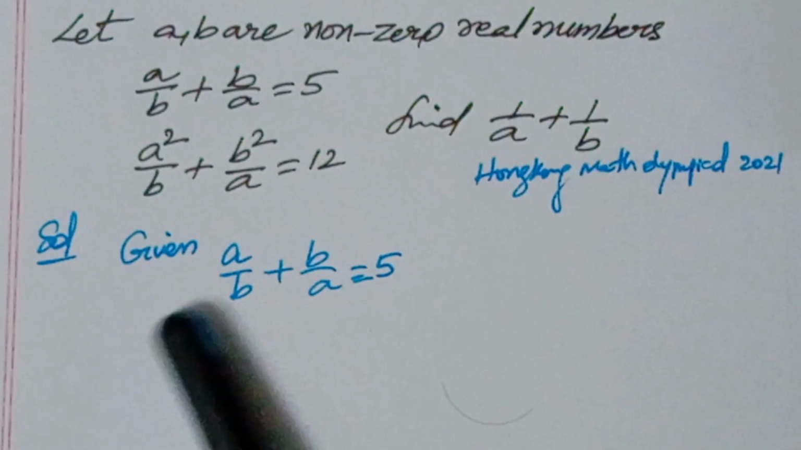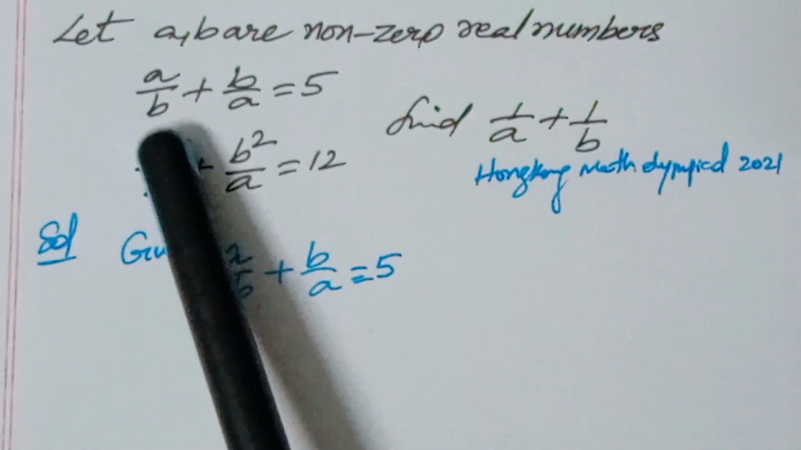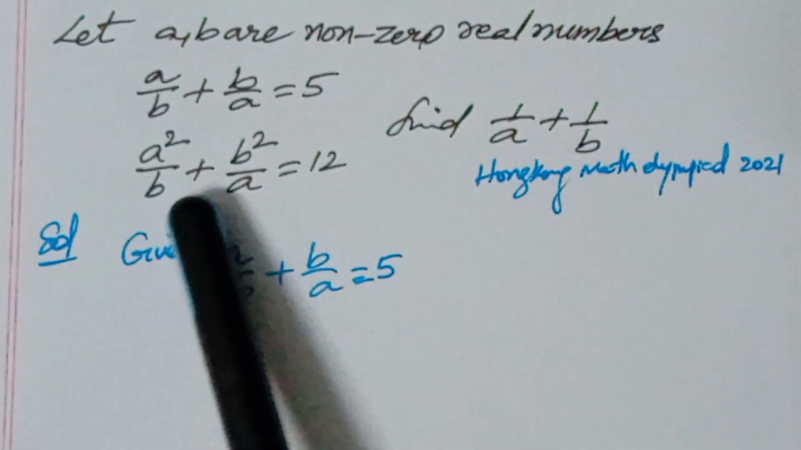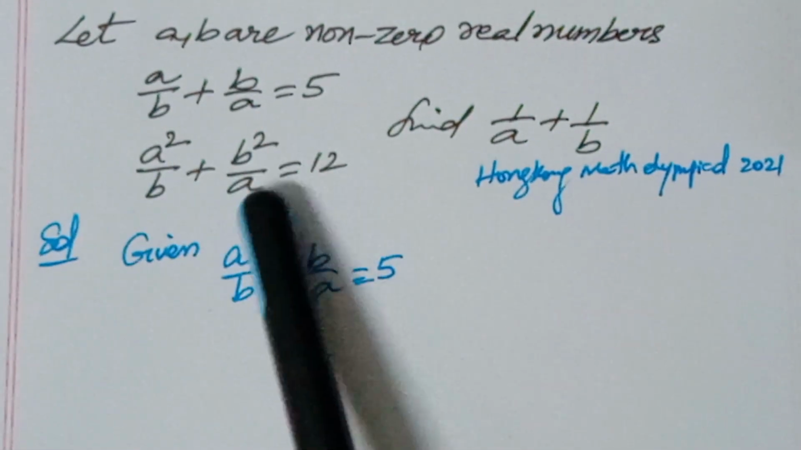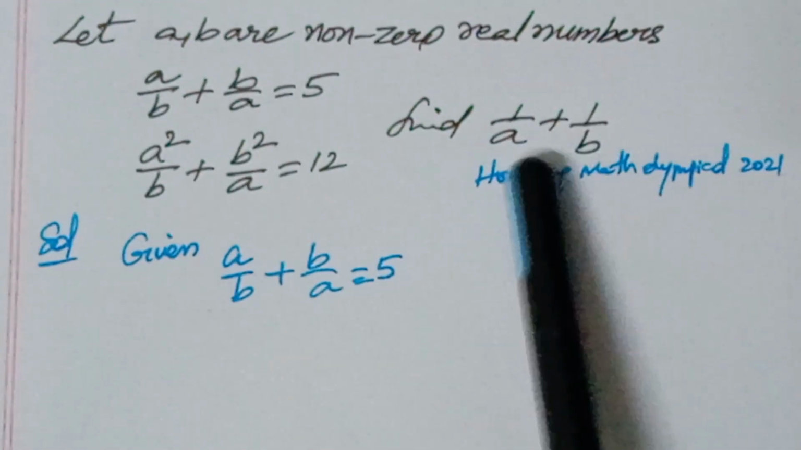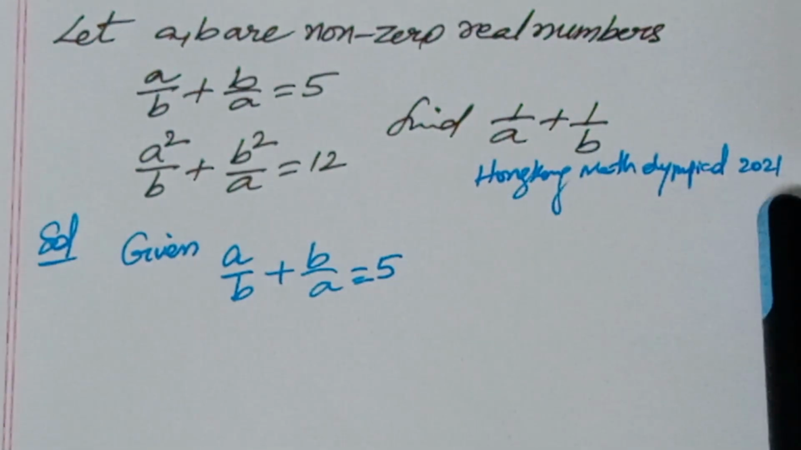So today we are going to see one simultaneous equations. The question is a by b plus b by a is equal to 5, a square by b plus b square by a is equal to 12. Find the value of 1 by a plus 1 by b. It is a Hong Kong Maths Olympiad 2021 question.